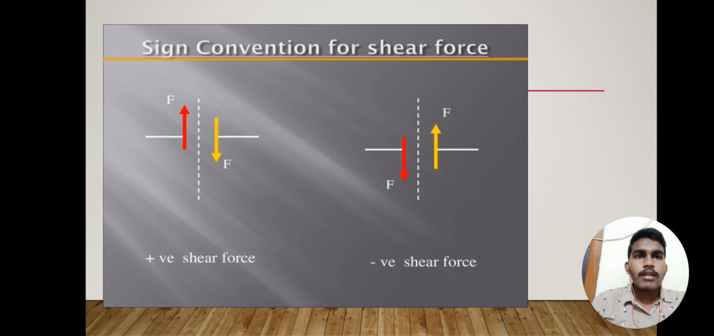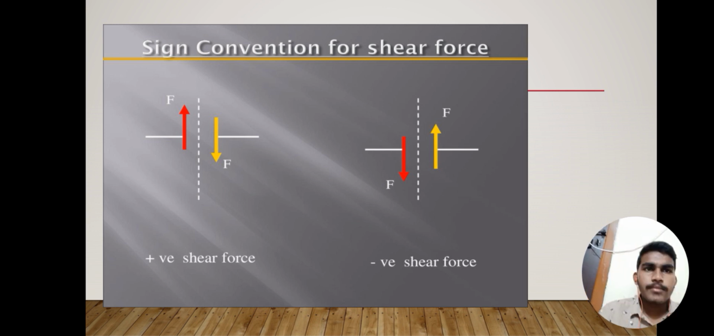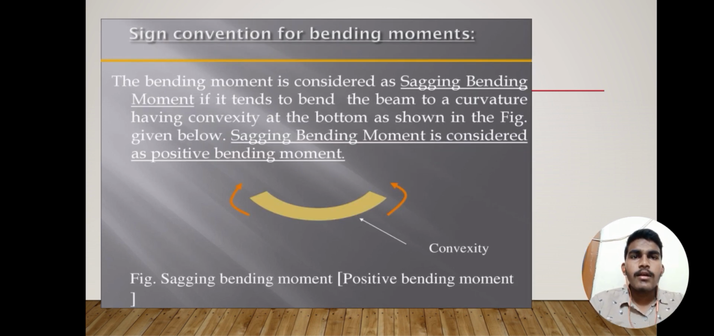So we have to discuss sign conventions for shear force, whether it is positive or negative. Here you can see the positive shear force and negative shear force given in the diagrams. And sign convention for bending moment. The bending moment is considered as sagging bending moment if it tends to bend the beam to a curvature having convexity at the bottom, as shown in the figure given below. Sagging bending moment is considered as positive bending moment. And hogging, here I am not discussing hogging, but it is negative.